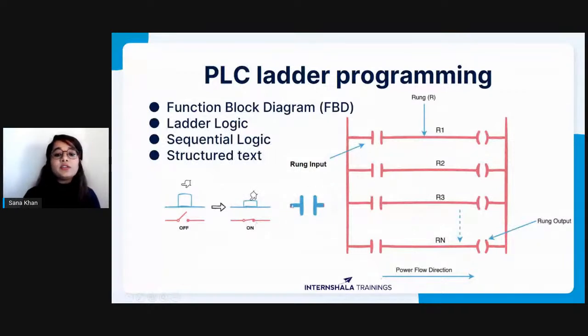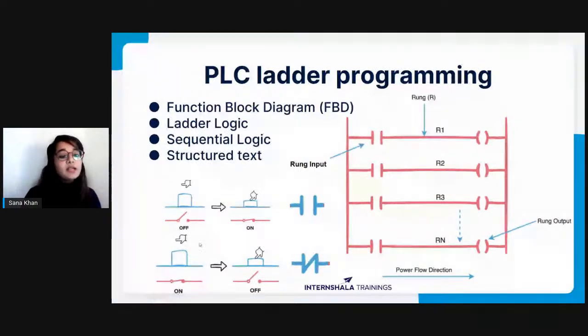So these kinds of logical switches, when used in PLC programming, are called normally open contacts. That is why they are represented by these small two lines that you can see. There are other types of contacts also, which are called normally closed contacts. So what it is, we have used the same push button over here.